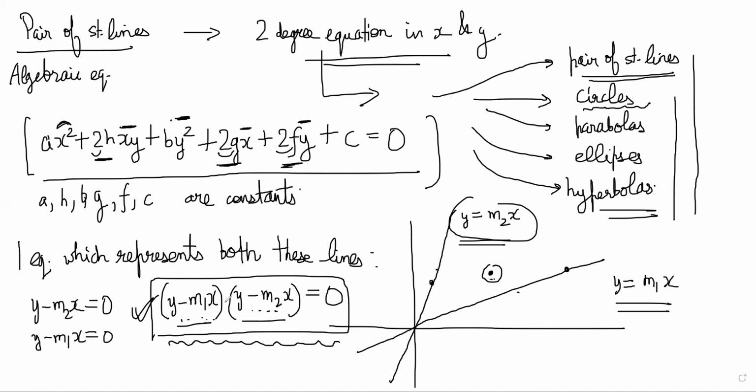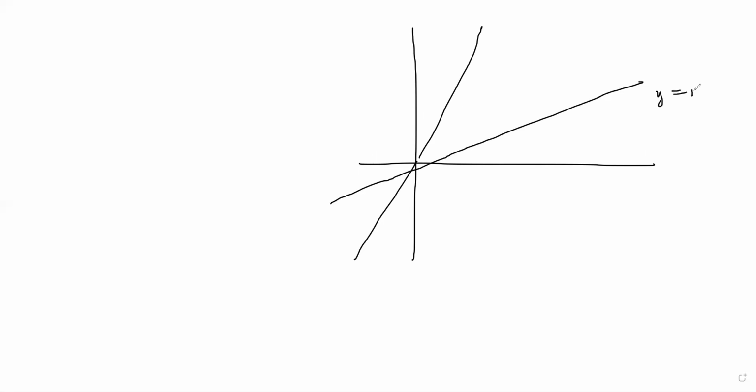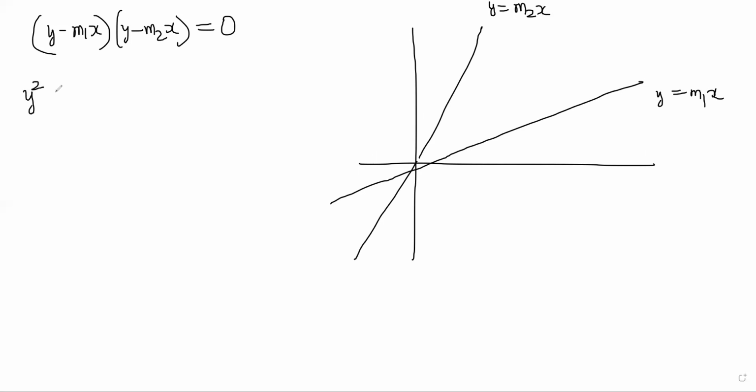Okay. So if you have two lines that pass through the origin, which are y = m1x and y = m2x, then my combined equation of the pair of straight lines is simply (y - m1x)(y - m2x) = 0, right? If you multiply this out a little bit, you will get y² - (m1 + m2)xy + m1 m2 x² = 0, right?